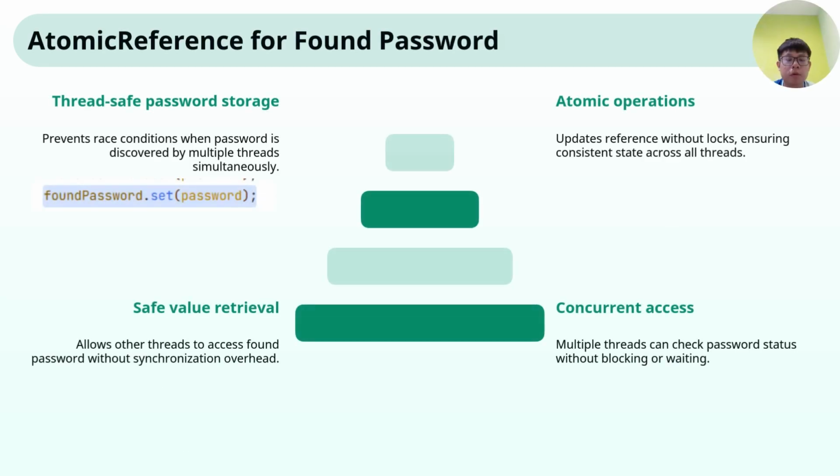To store the final result, we utilize an atomic reference. This provides thread-safe password storage, ensuring that if multiple threads discover the password simultaneously, the update is handled cleanly without race conditions. It allows for lock-free atomic operations, meaning other threads can safely check the status without being blocked, ensuring high concurrency throughout the search.